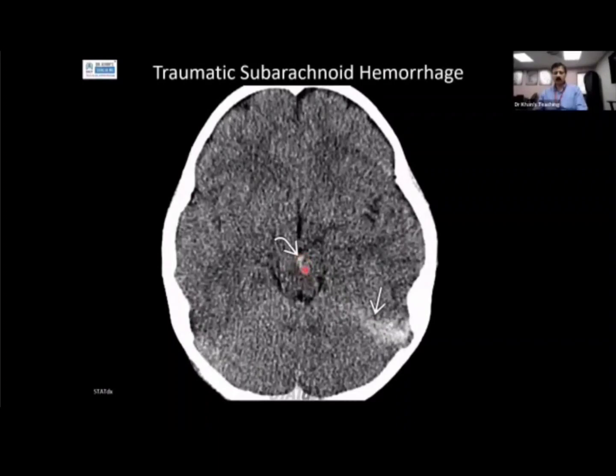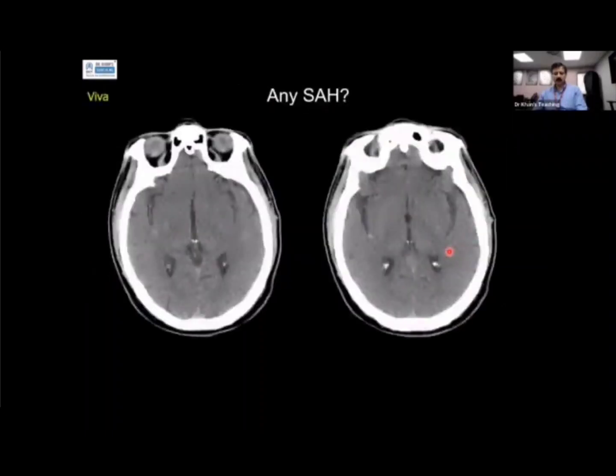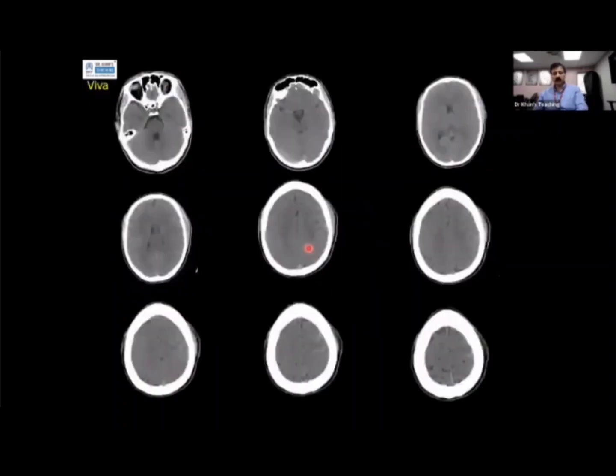So this is the exam type of subarachnoid. Multiple examples where, if you see here, so many things are happening, but there is some subarachnoid in the interpeduncular cistern. Again, here also. And then look at this, in the last slice, there is subarachnoid hemorrhage high up in the vertex. Is there any subarachnoid hemorrhage here? Candidate 5? Right sylvian fissure. Excellent. So there is subarachnoid hemorrhage here in the right sylvian fissure.